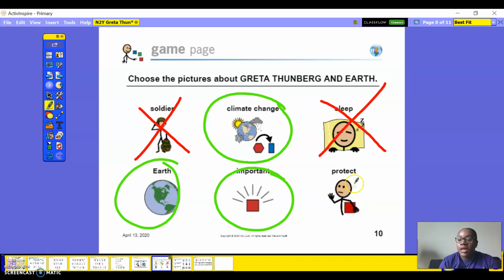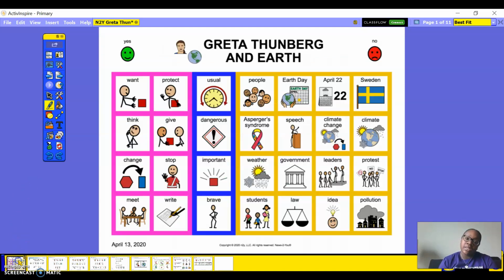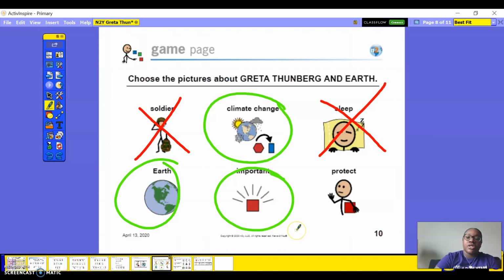And we have one more word, and our last word is protect. We're going to go back to that communication board. We're going to look for protect. I'm using my eyes to look at all of these symbols. Oh, here it is right here, protect. So we're going to go back to that game page and circle protect.